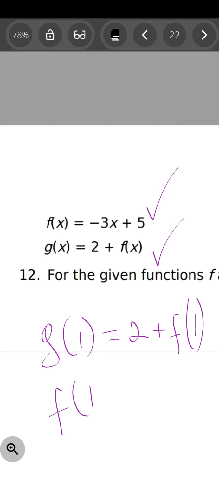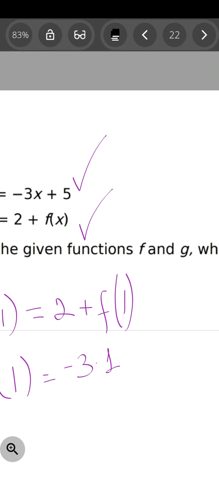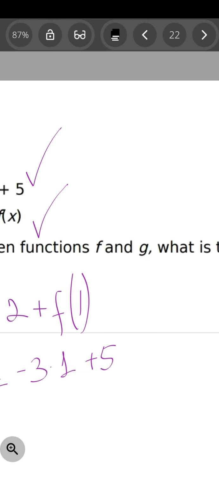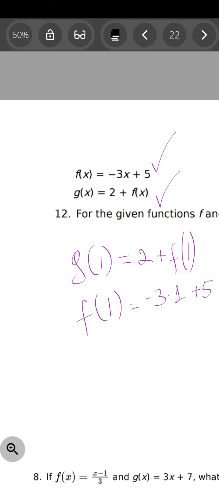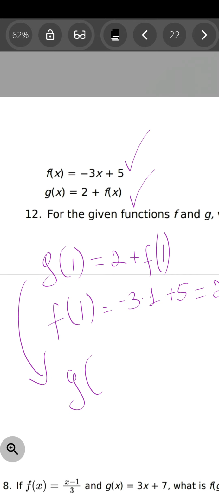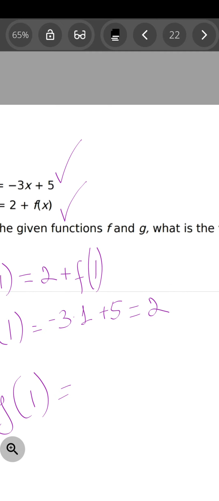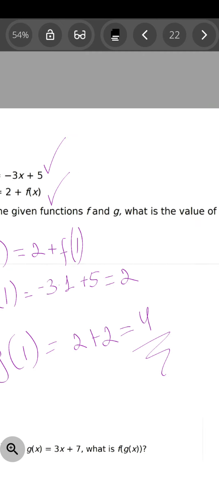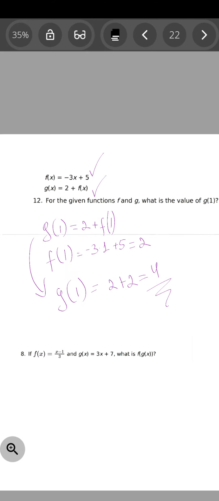We'll get that f of 1 is equal to negative 3 times 1 plus 5, and it is equal to 2. So the value of the function g of 1 will be equal to 2 plus 2, and that is equal to 4. So 4 is the answer to our question.